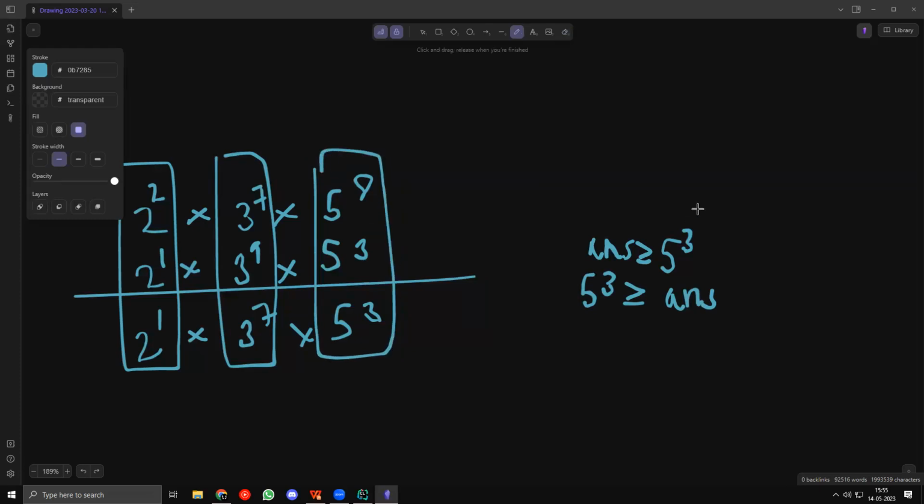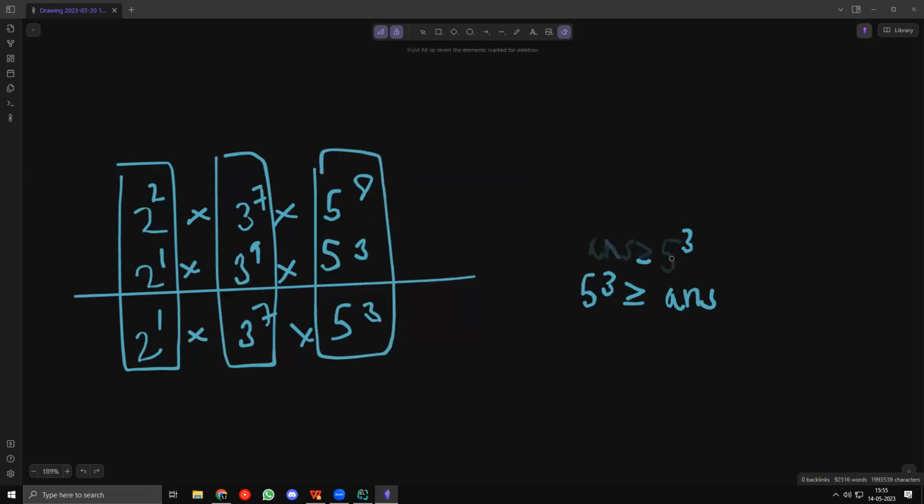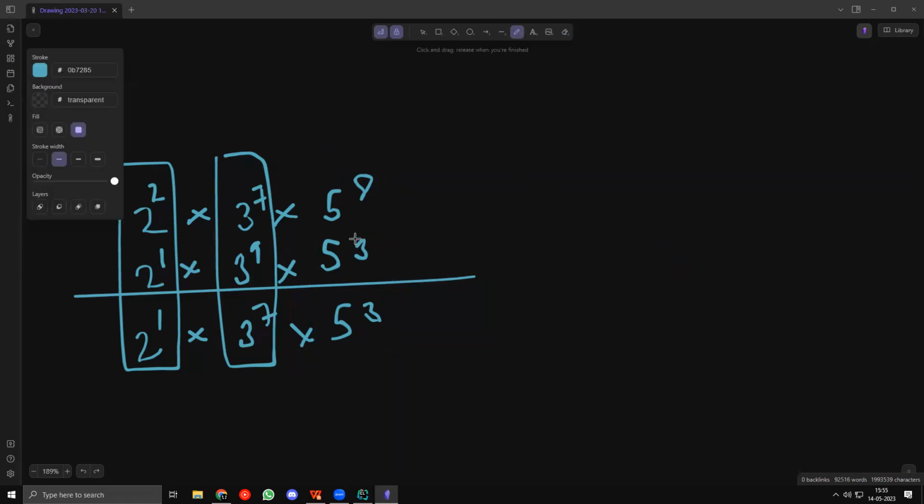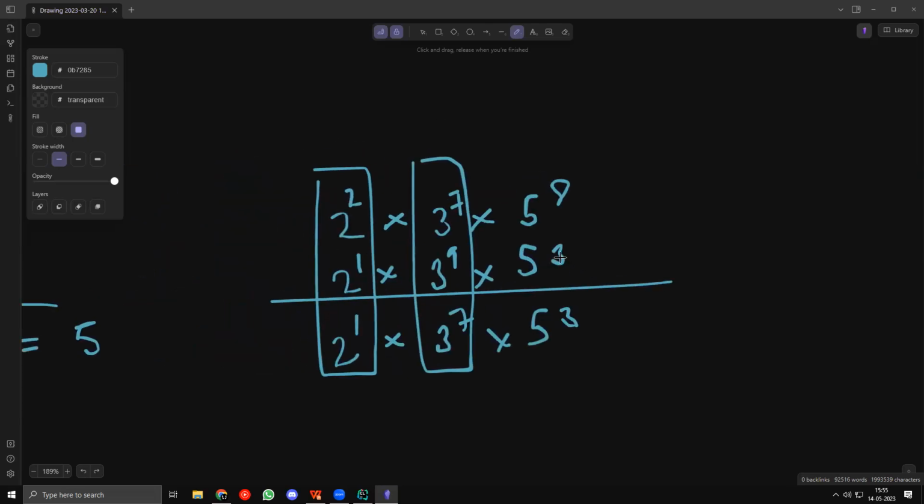You can take some examples to figure this out as well if this is not making full sense. But basically the idea is that if you go above 5 to the power of 3, it's not possible, so I need to stay at 5 to the power of 3. If I go below 5 to the power of 3, that's not the maximum value. So I can just take 5 to the power of 3. That's my answer. Okay, I hope this makes sense now.